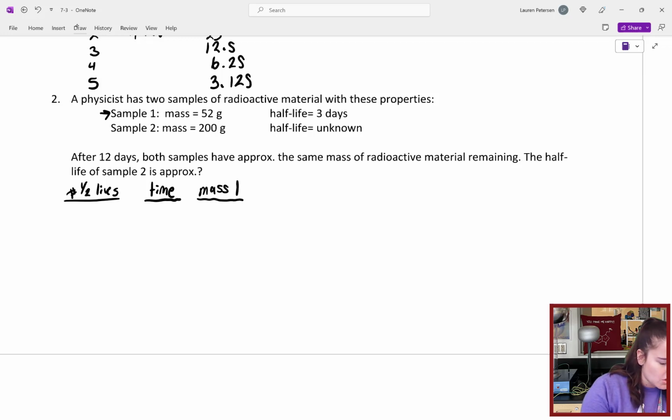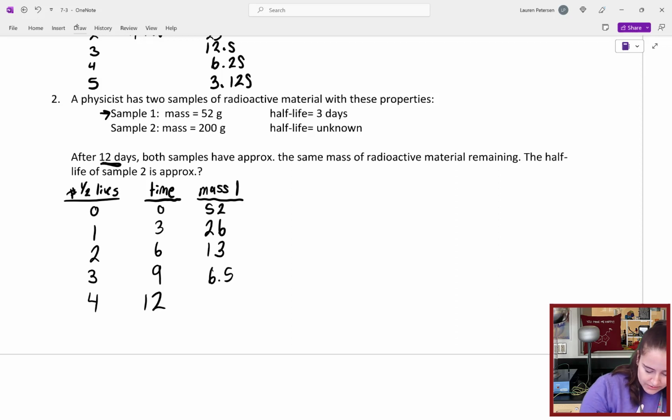Let's go ahead and see. For sample 1, after 0 half-lives, at 0 time, you're at 52 grams. 1 half-life is 3 days, and you will be down to 26 grams. 2 half-lives, 6 days, 13. 3 half-lives, 9 days, 13 divided by 2 is 6.5. 4 half-lives, 12 days. Look at that, that's what I was looking for. We are down to 3.25 grams.